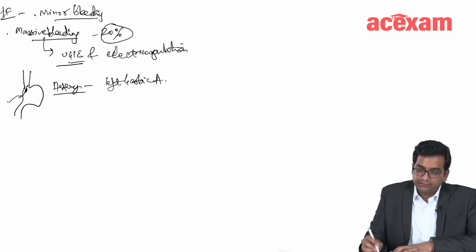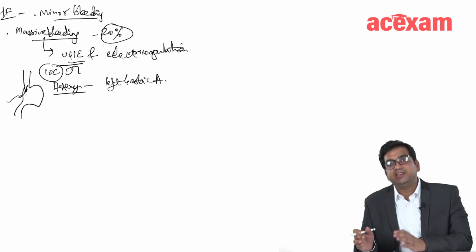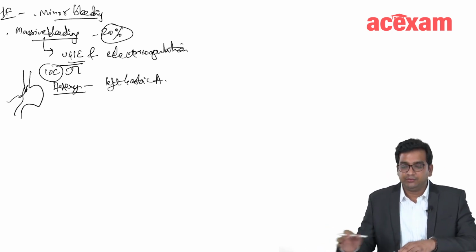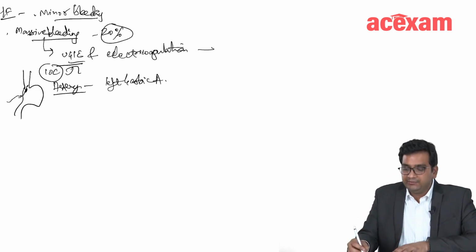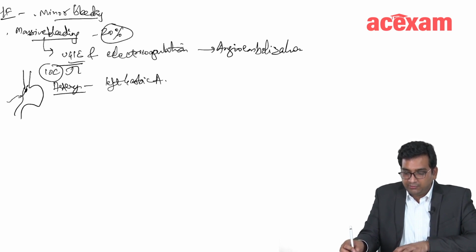Okay, investigation of choice, upper GI endoscopy. Treatment of choice, conservative management. If not responding, then we should go for endoscopy and electrocoagulation. And if not responding, we will go for angioembolization. If not responding, then we will go for surgical closure. Okay.